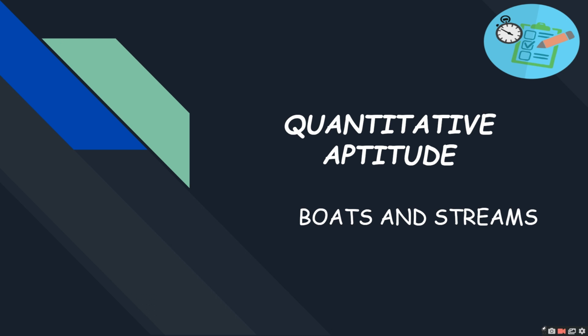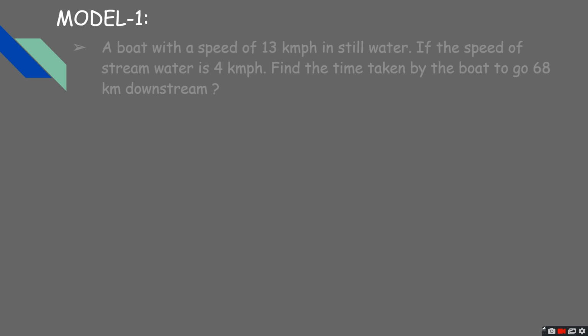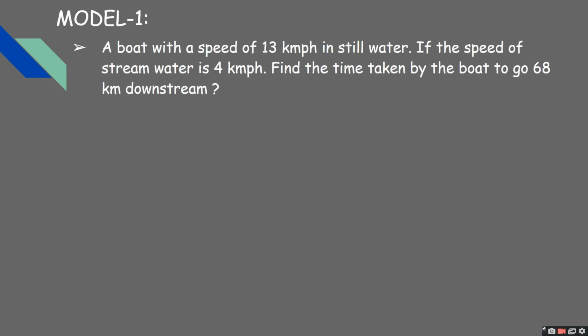So in this video we are going to see another topic in quantitative aptitude, that is boats and streams. So let's get started. The first question is: a boat with a speed of 30 km per hour in still water. If the speed of the stream water is 4 km per hour, find the time taken by the boat to go 68 km downstream.